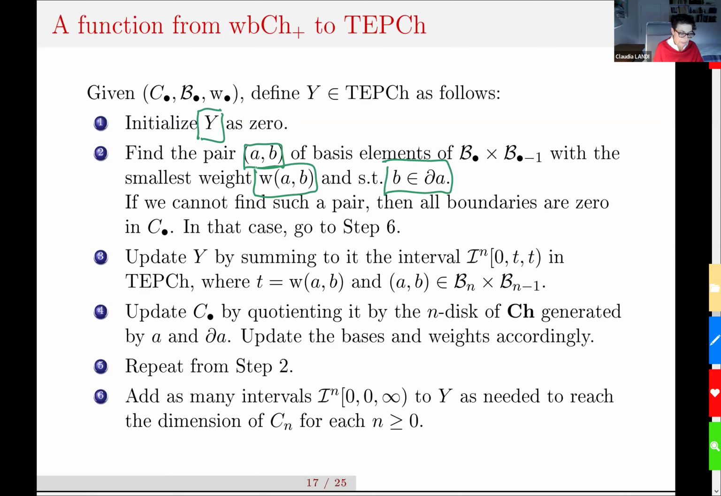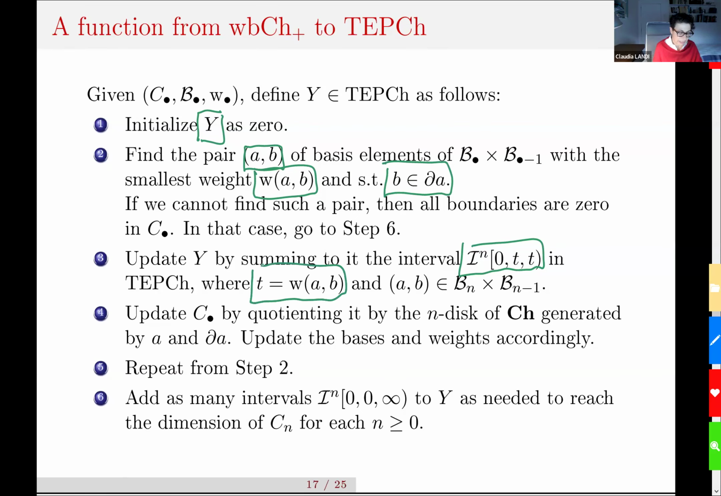Then what can we do if we find such a pair of basis elements? Then we can say that we have an interval. We can add to y a tagged interval (0, t), where t is the value of the weight, and n in this case is the degree of the generator A. And in case we cannot find such a pair, then this means that we have already simplified all the boundaries, and so we can go to the end.